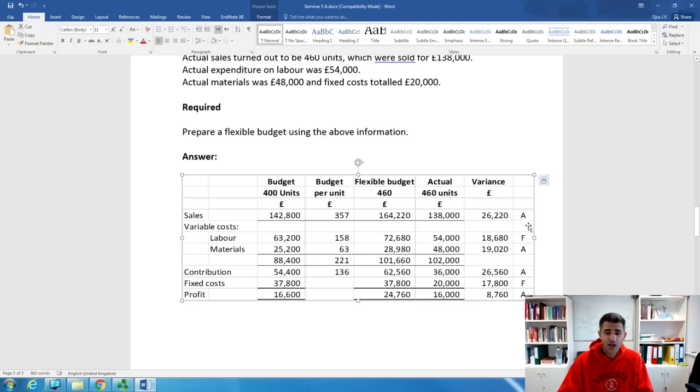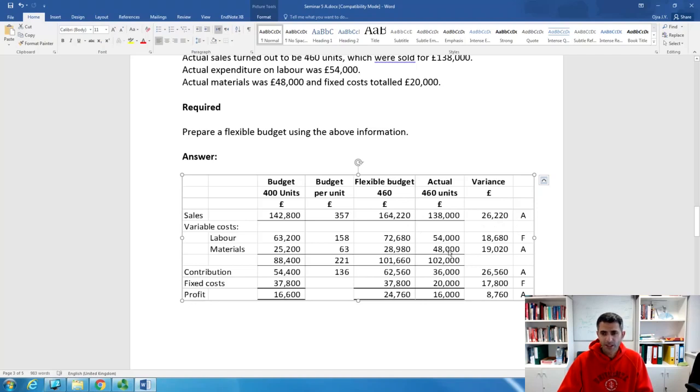A stands for adverse. Adverse means unfavorable, means not good for the business. Why? Because the business expected that they will sell 164,220 pound, but they ended with sales of 138,000 pound. So this means there is a difference of 26,220 and adverse.